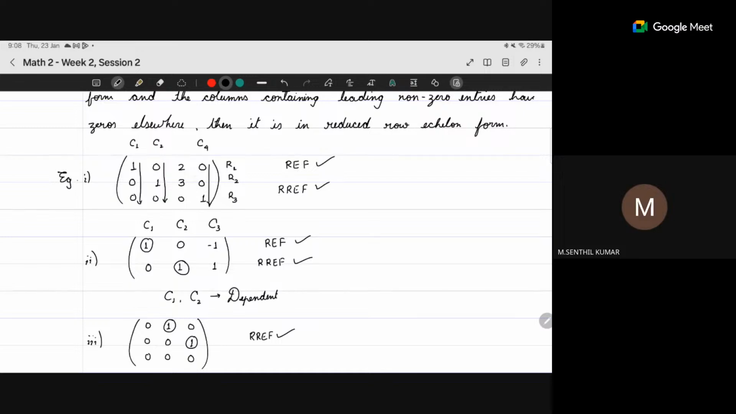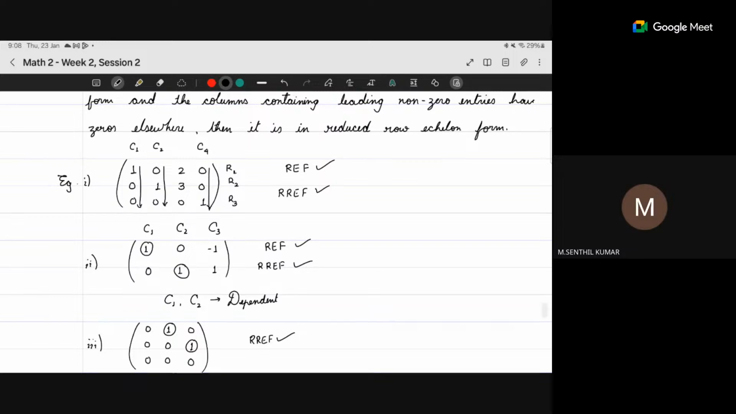So RREF requires that the column containing the leading non-zero entry of every row corresponds to a dependent variable, correct? Yeah, the columns corresponding to the dependent variables should have only one non-zero entry, which is the one, by definition. Okay, sir, I'm very clear. Thank you so much.